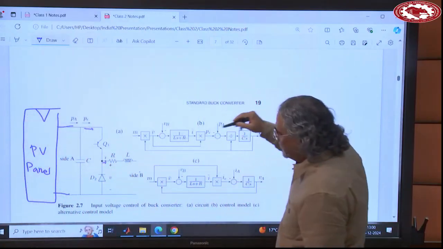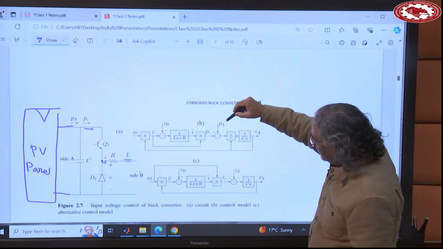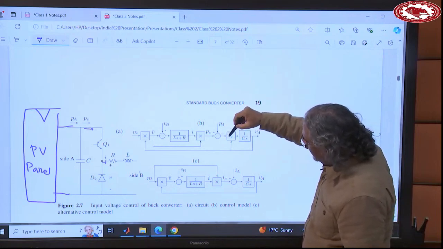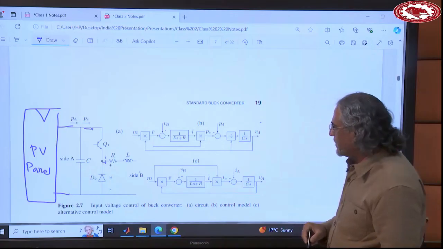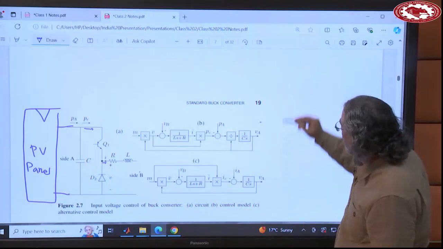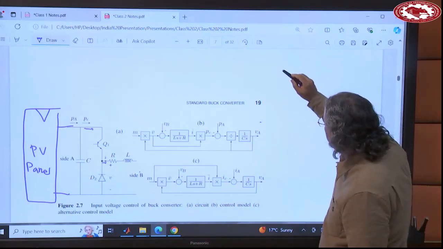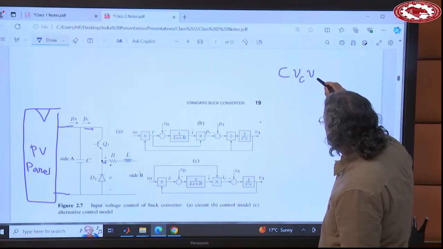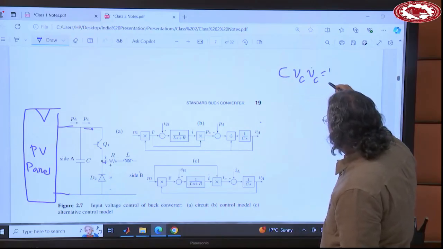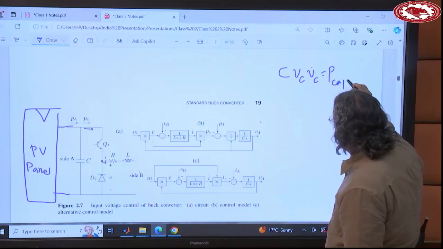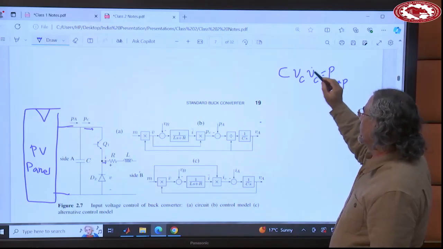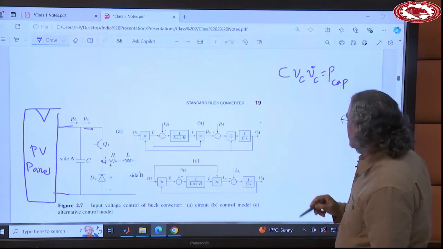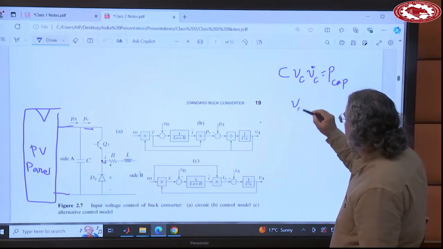And again, PA is coming from the PV. You can look at it as an external source. Minus PC is the power that goes into that capacitor. And we know the power of the capacitor is C into VC into VC dot. Voltage into current, where dot is for derivative, right? It is VC into IC.